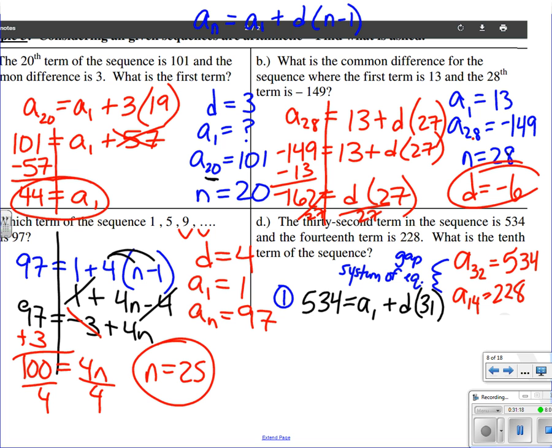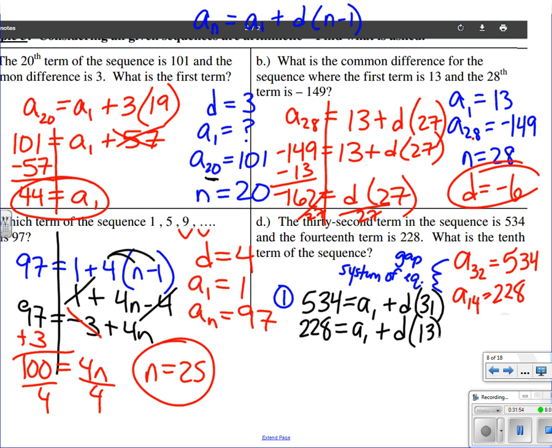Now, my system of equations means I have to have a second equation. My second equation is going to be this information. So I'm going to put in 228 this time. I'm going to write it right underneath. 228 equals, do I know what A1 is? So I write A1. Do I know what D is? Nope. Now look for this one. N has changed because it's a separate equation. So N is 14, but when you subtract 1, it gives you 13.